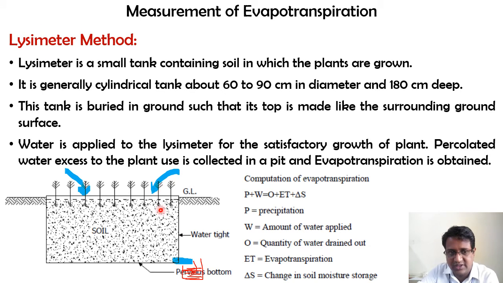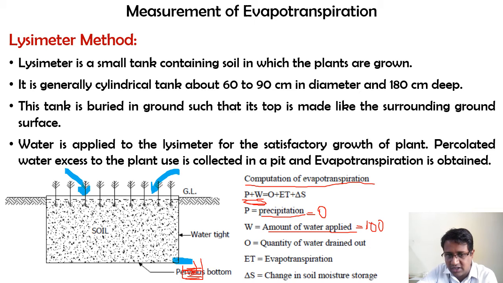Just for the sake of explanation of how this lysimeter works, there is a formula for computation of evapotranspiration: P plus W. P is precipitation, and W is the amount of water applied. Here imagine P is 0, as in our case there is no precipitation. The water applied, let us say, is 100 liters. So this becomes the left-hand side.